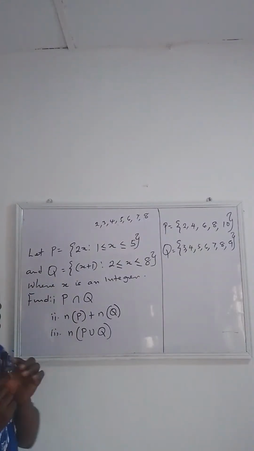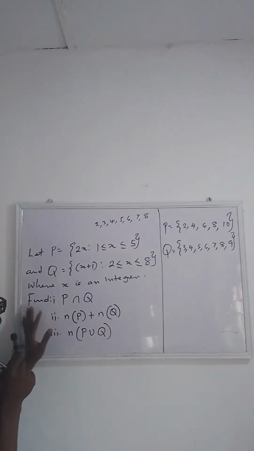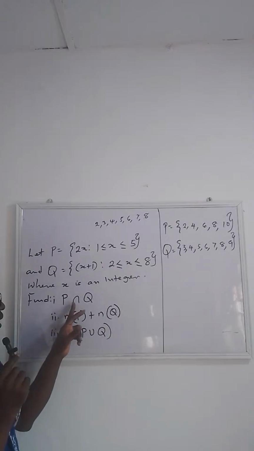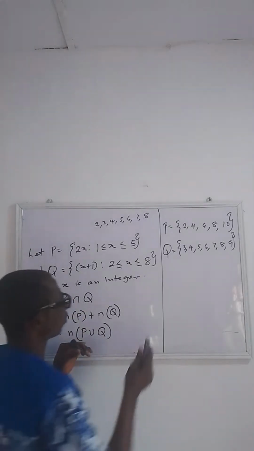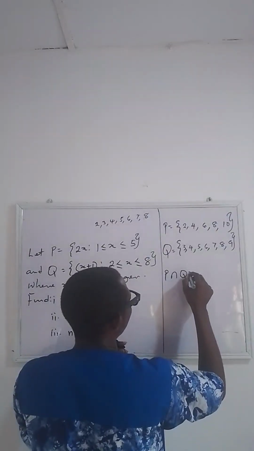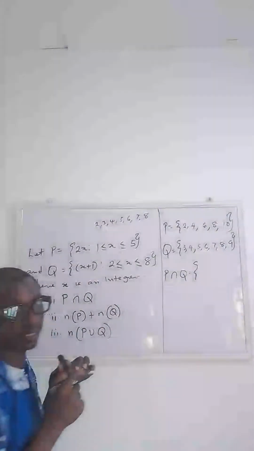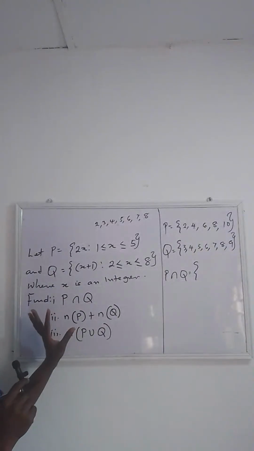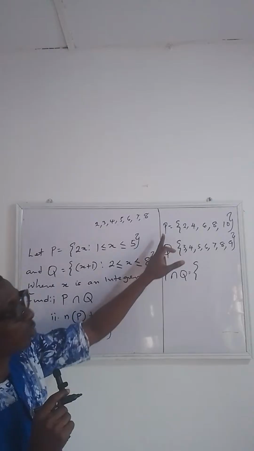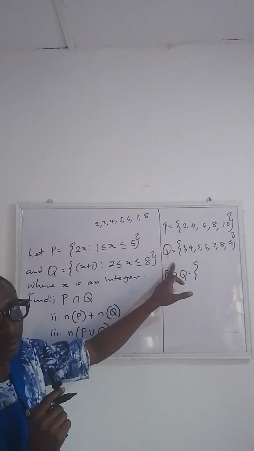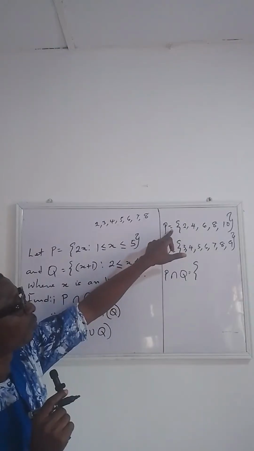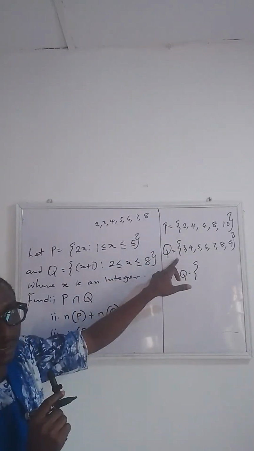Hope you get that. Now, the next thing is to do this operation here: P intersection Q. So now P intersection Q means we should list members that are in set P and are also in set Q. Intersection means members of P that are also in set Q.